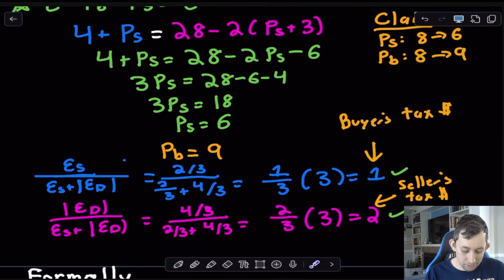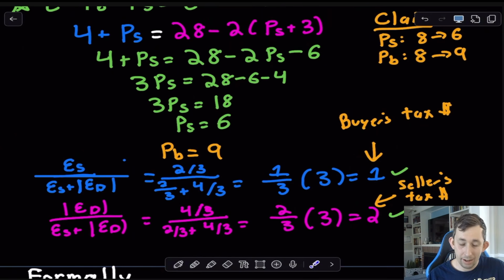And my claim to you is the way this formula works is the way you can figure out how much the buyers are going to pay is you can take the elasticity of the sellers over the sum of elasticity of supply plus elasticity of demand, and you're going to get 1/3, or 2/3 over 2/3 plus 4/3 times the amount of the tax, which is 3. And so the buyers are going to pay 1. You can do the opposite for the supply.